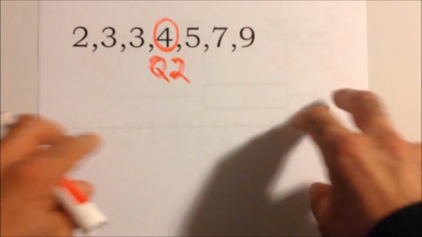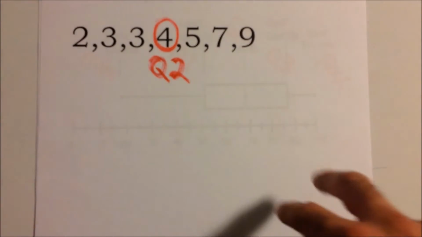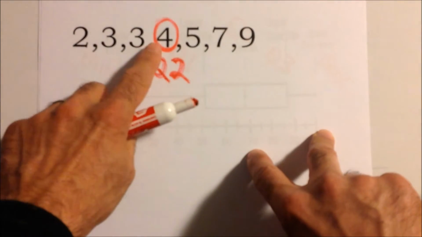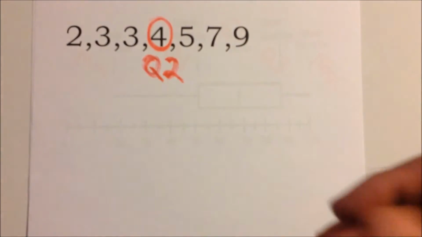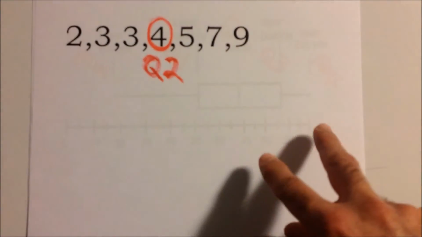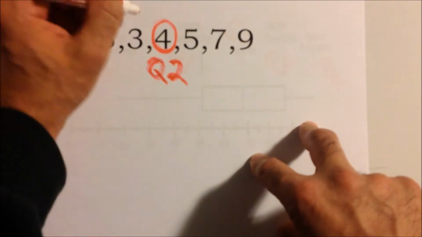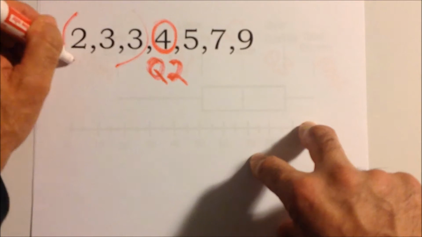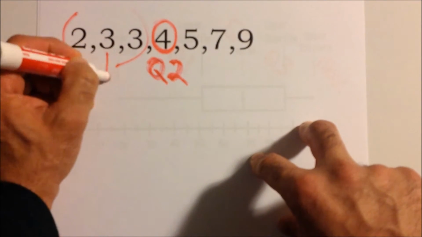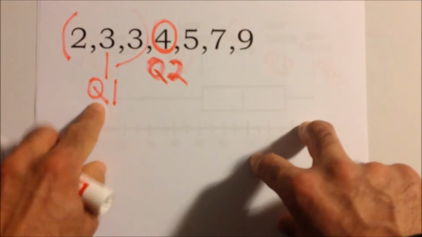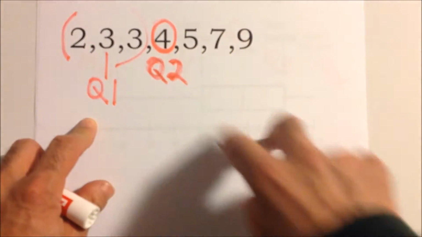That's Q2. Now, to find Q1, we have to look at the numbers to the left of the median. There's 3 numbers to the left. And we want to find, again, the middle number of the numbers to the left. So the numbers to the left are 2, 3, and 3. And the median of that will be 3. So that's Q1. It's the median of the numbers to the left of the median.